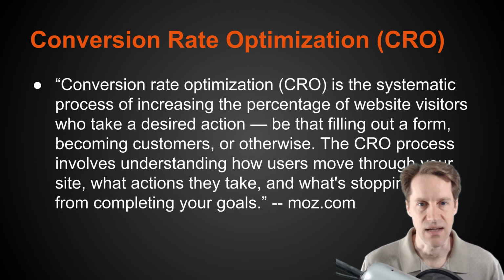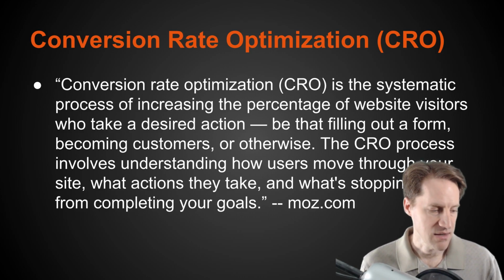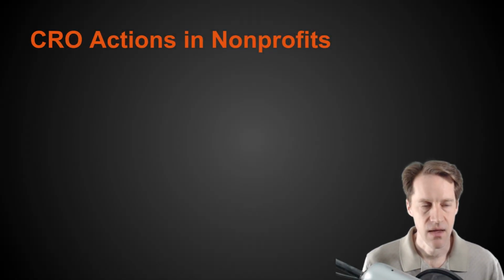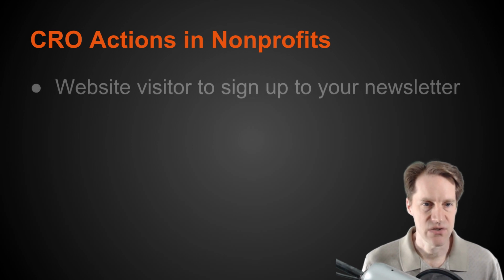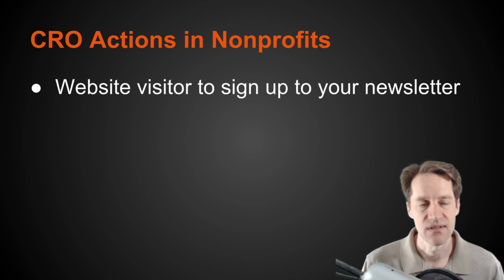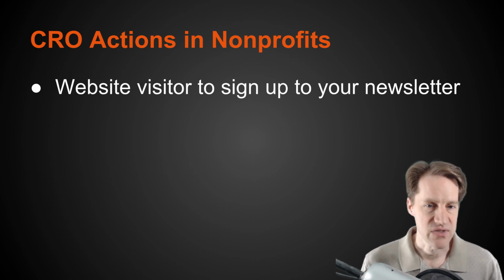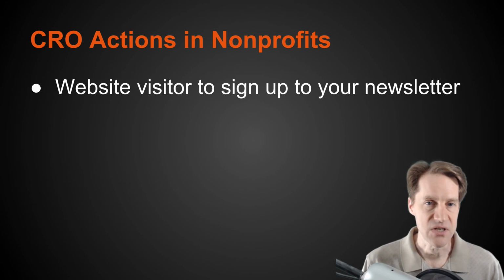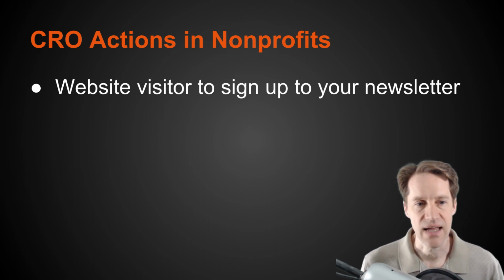What goal do you want them to take? Do you want them to fill out a survey? Do you want them to attend an event? Do you want them to make a gift? Increasing the number of people that achieve that goal is what conversion rate optimization is all about. So actually, I just mentioned a few of those, but here are some actions in nonprofits that people want individuals to take. So for example, a website visitor, maybe you want them to sign up to your newsletter. You want some amount of people to sign up to your newsletter and be kept up to date with your mission or what your nonprofit is engaging in.